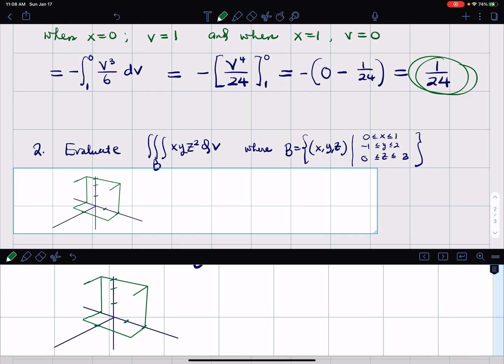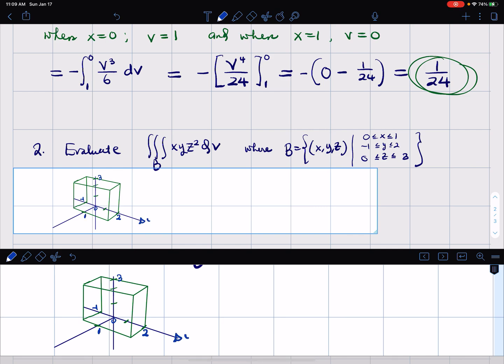No, it doesn't look like what I want. Come on. All right, let's start from here. Okay, it's good enough. A rectangular box. Doesn't look quite perfect, but it's fine. All right, so that's the region. This is 2, -1, 0, 3, 1.